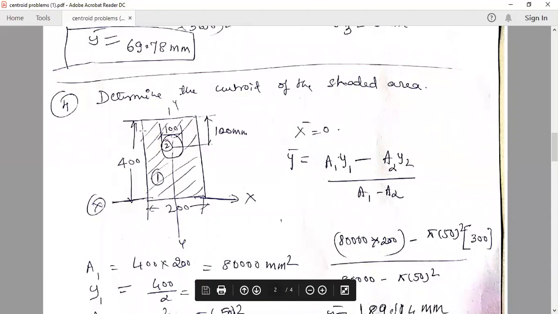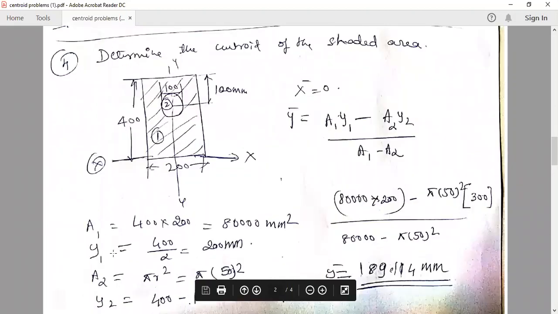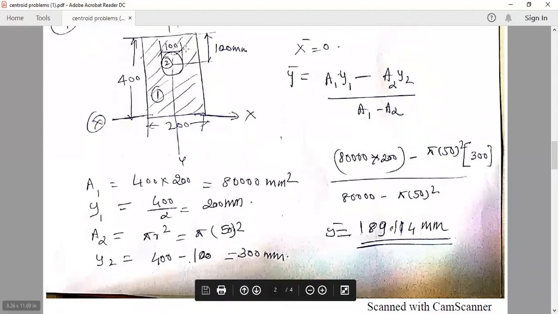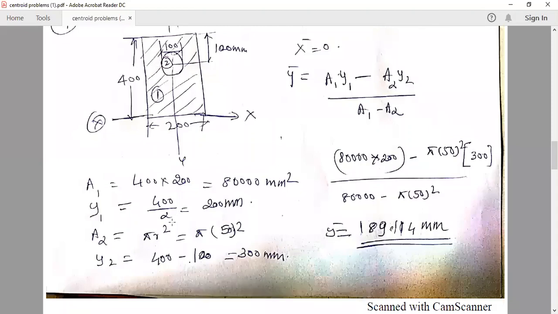A1 is the area of the rectangle, 400 into 200. Y1 is the centroid of this with respect to x, so it is 400 by 2, 200 millimeter. A2 is the area of the circle. You should remember the formulas for the areas also. A2 is the area of the circle, pi r square. Pi into r, the radius of the circle, pi into 50 square, or pi d squared by 4 also you can do.